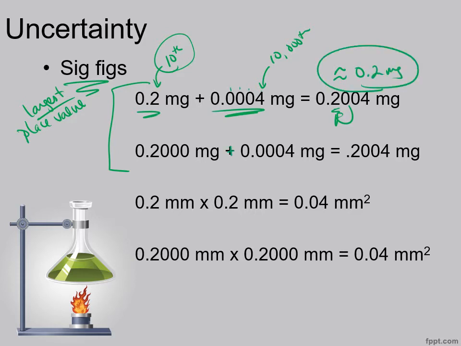This next example is almost the same, except instead of having just 0.2, I have 0.2000 milligrams. And so now my last place value is going to be in the 10,000ths place.